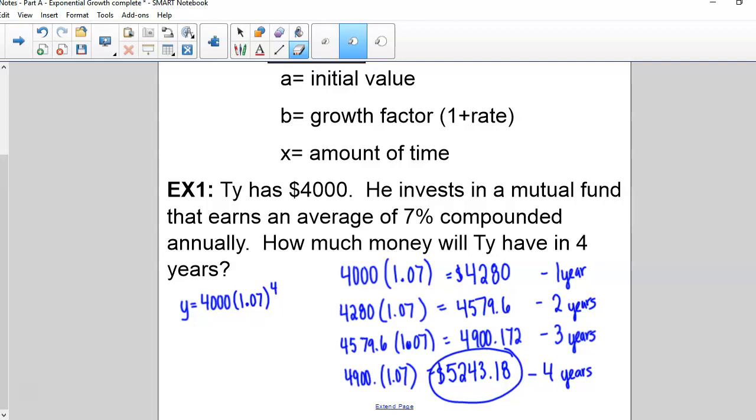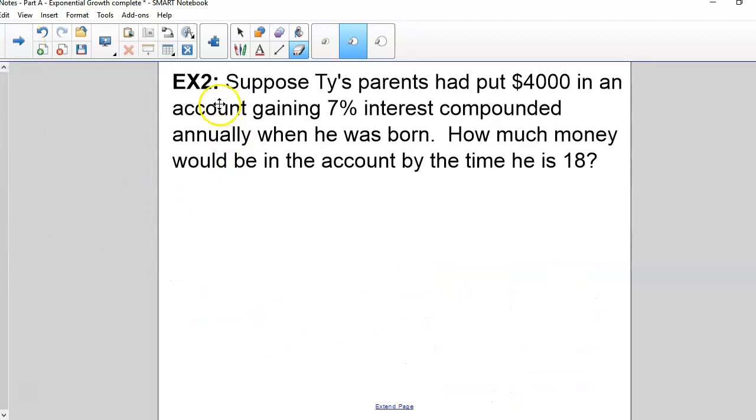So that's a pretty good return. He didn't have to do anything for that money. It just sat there and grew for him. So he got like $1,200 in 4 years. So pretty good there. But let's consider example 2 here. So Ty's parents, let's say they put $4,000 in an account gaining 7% interest compounded annually when he was born. How much money would be in the account by the time he is 18?